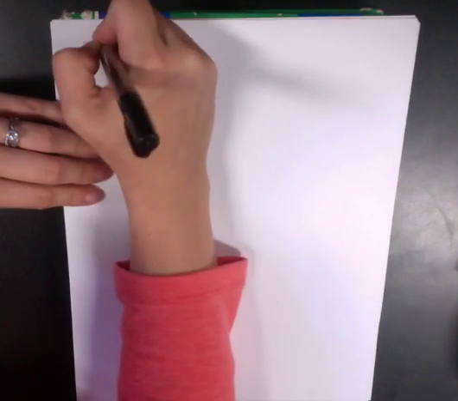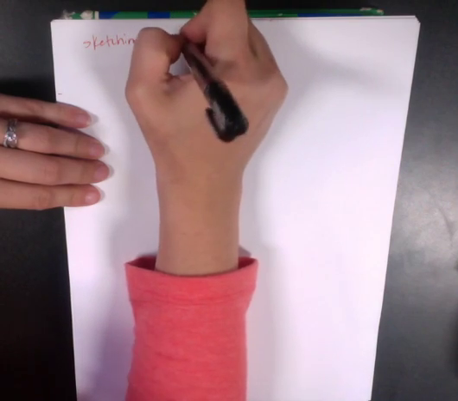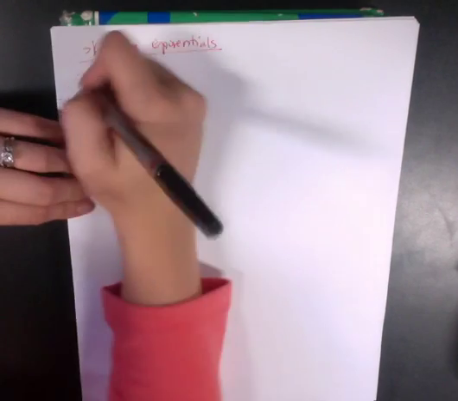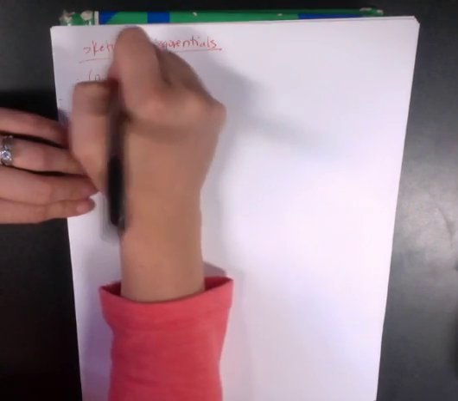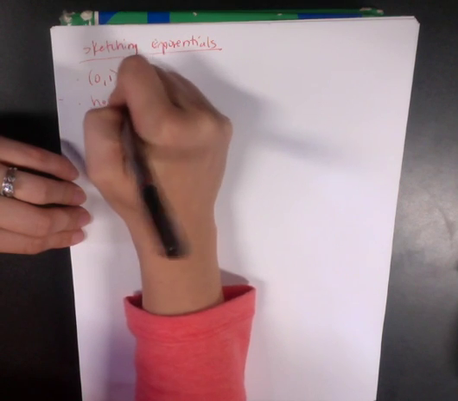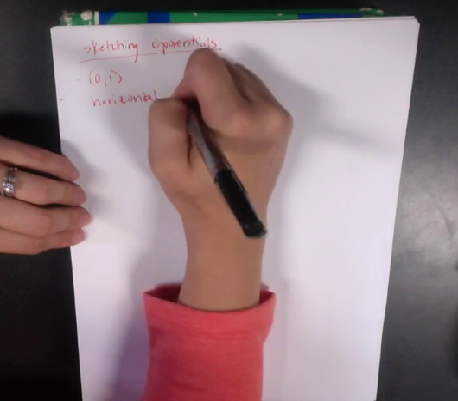All right. Now, let's move on and talk about sketching exponentials. Okay. Now, as I just showed, they always go through 0, 1. Always, always, always. The other thing is they have a horizontal asymptote.